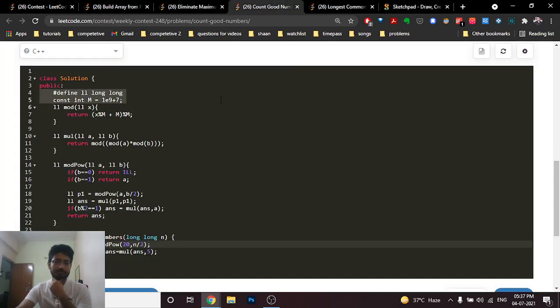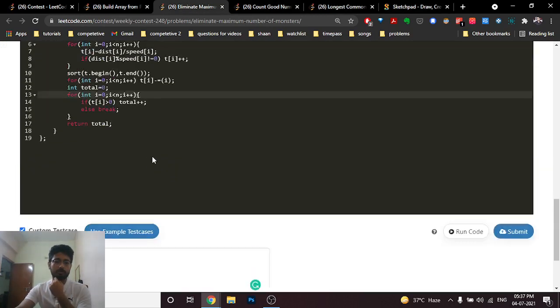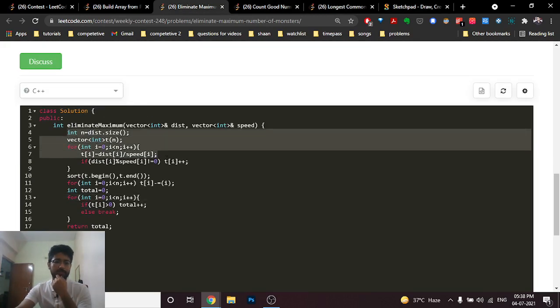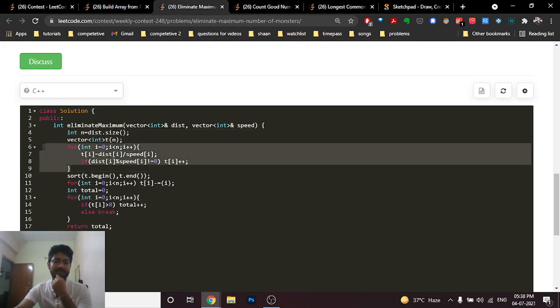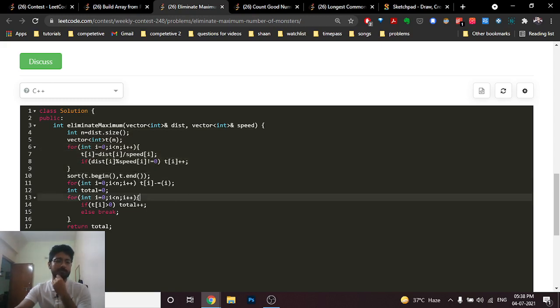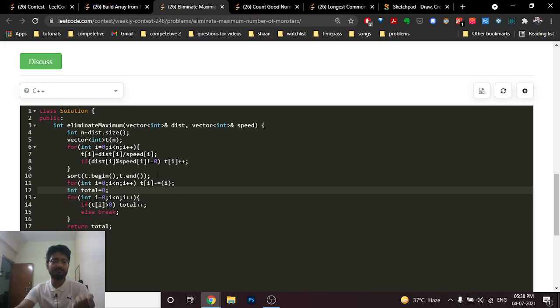I hope you understand the logic part, so I can tell you the code part now. Find out first the time at which every monster will arrive, then sort them, then subtract i from it. Either you can subtract or you can compare. Then you iterate over the monsters, counting how many can enter the village, using ti, which is the time it will reach. If it is greater than 0, then we just increment the total. Else, if at any time ti becomes negative, then you break out, and that's the answer.